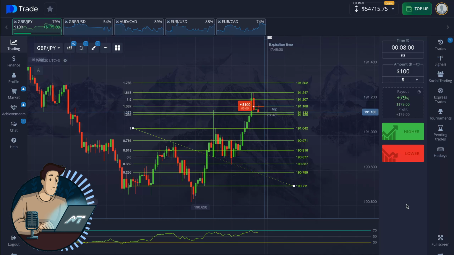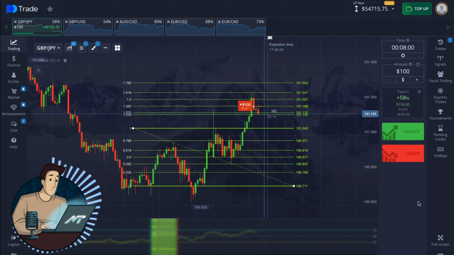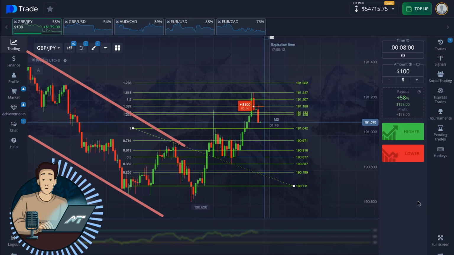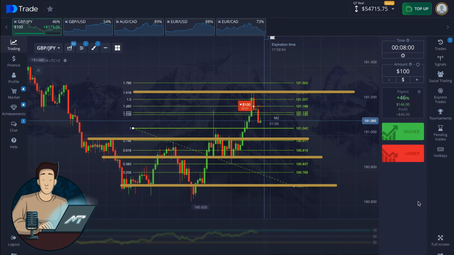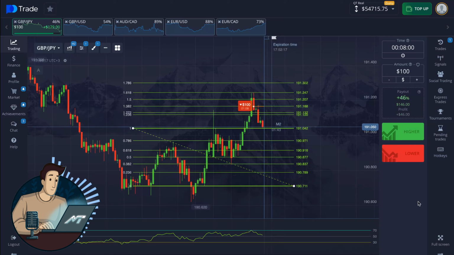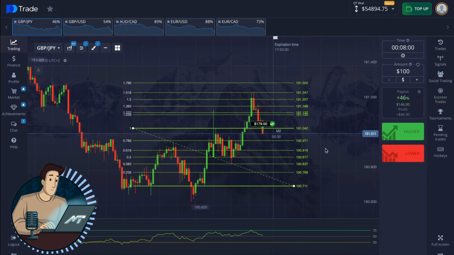I want to add, folks, don't blindly follow indicators. Assess the situation comprehensively. Trend, levels, patterns, they're all pieces of the puzzle, and the more you piece together, the sweeter your trade will close.